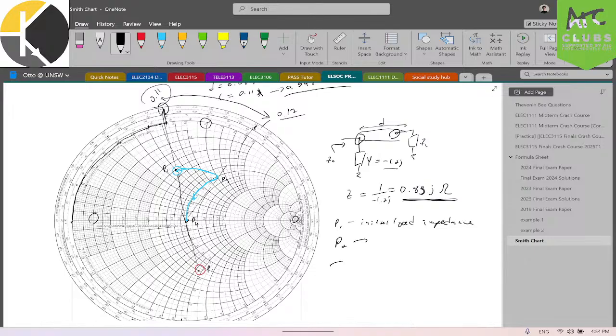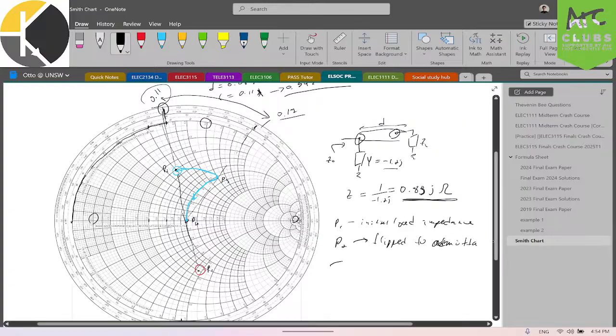P2 is flipped to conductance, to admittance, sorry. P3 is rotated to reach the unity conductance circle after length D of transmission line, and P4 is matched. All good? Any questions?